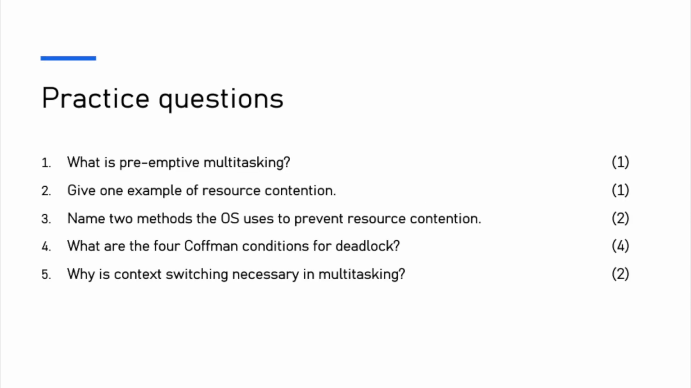Hopefully you know enough to answer the following practice questions. What is preemptive multitasking? You should be able to give one example of resource contention. You should be able to name two methods the OS uses to prevent resource contention. You should also be able to explain what the four Coffman conditions for deadlock are. And you should also be able to explain why context switching is necessary in multitasking.